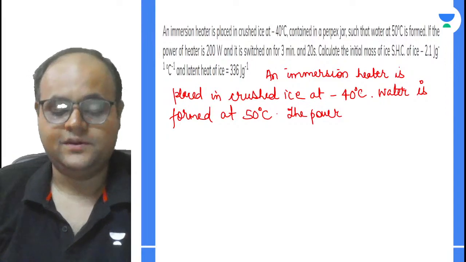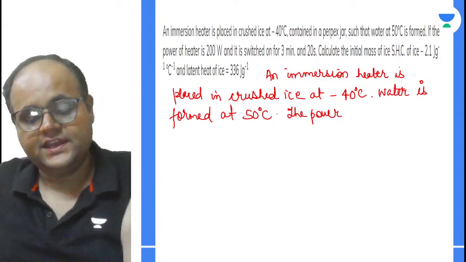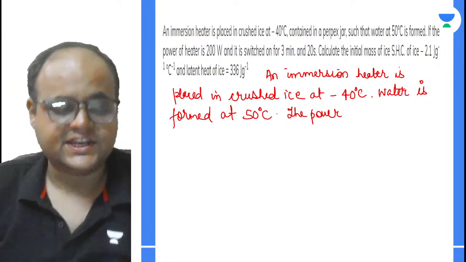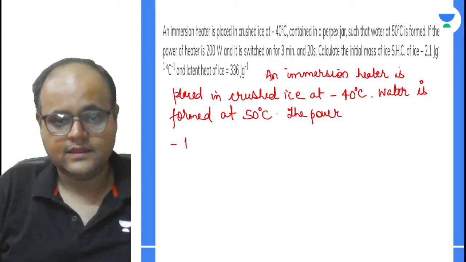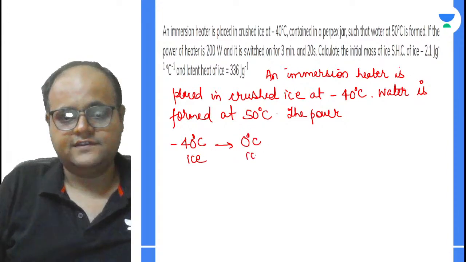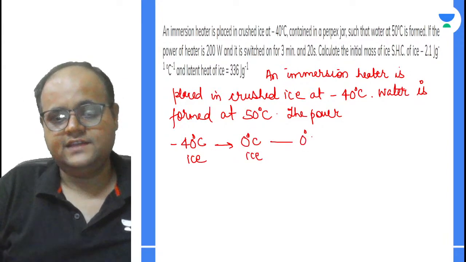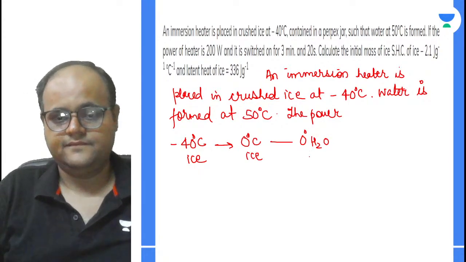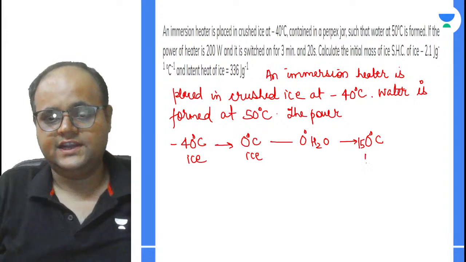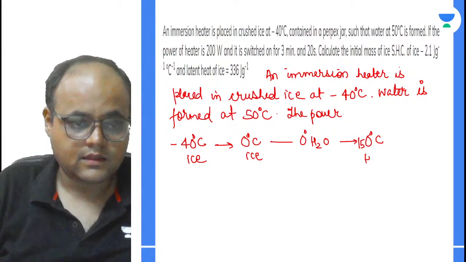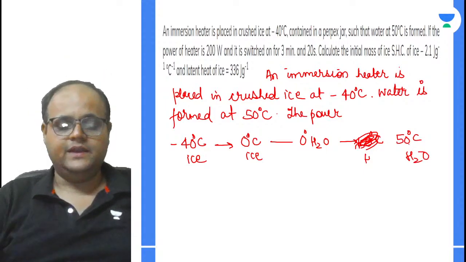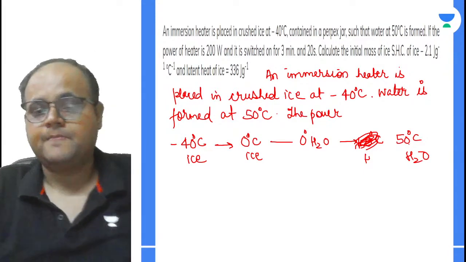-40 degree centigrade ice will convert into 0 degree centigrade ice. 0 degree centigrade ice will convert into 0 degree centigrade water. 0 degree centigrade water will convert to 50 degree centigrade water. ठीक है, that's absolutely correct. Yes, it's 50, sorry. This is how the conversion will take place, and you have to find the heat in every individual part.